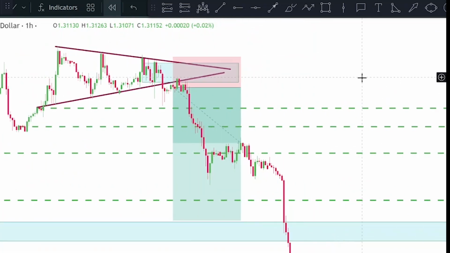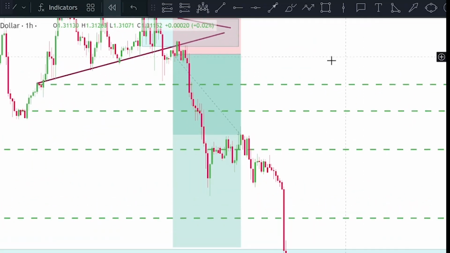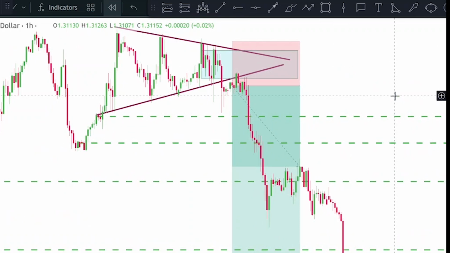So that is the way of catching an entry when we break below and we take that opportunity to enter for a sell. So let's take another example, even from the symmetrical triangle, and see if we can get the market moving down or moving up.